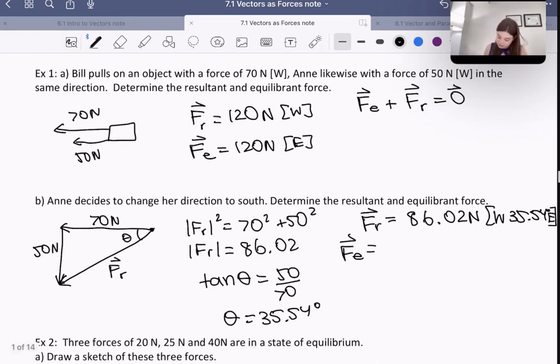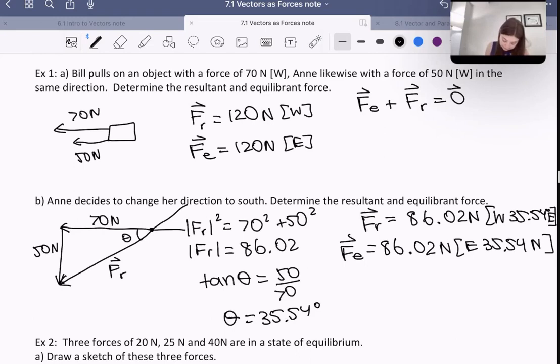Anywho, this one is going to be the opposite, right? It's going to be pulling it the opposite way to make it so that that object stays still. So in that case, it's going to be 86.02 newtons east, 35.54 north, right? It's going to give us the opposite direction, this opposite angle there, right? Okay, awesome. So that's that one.